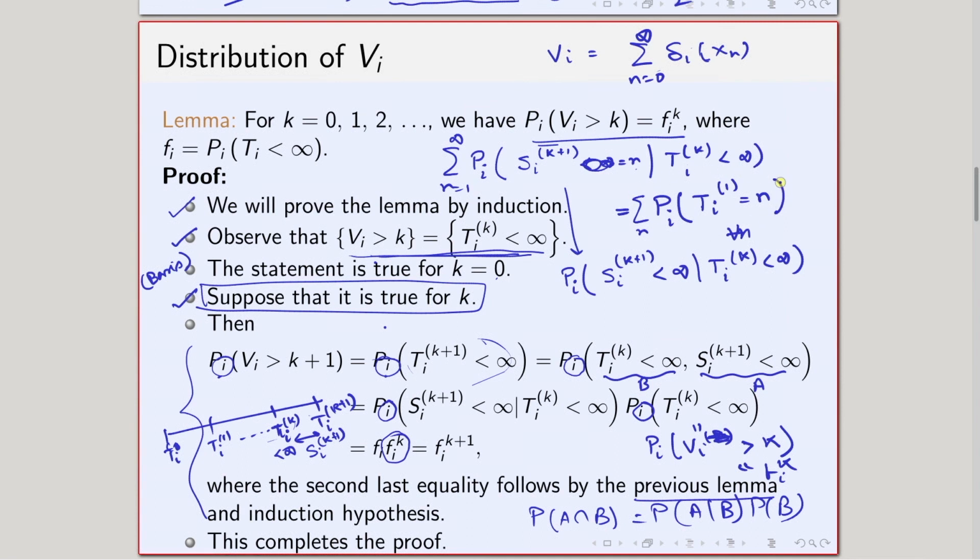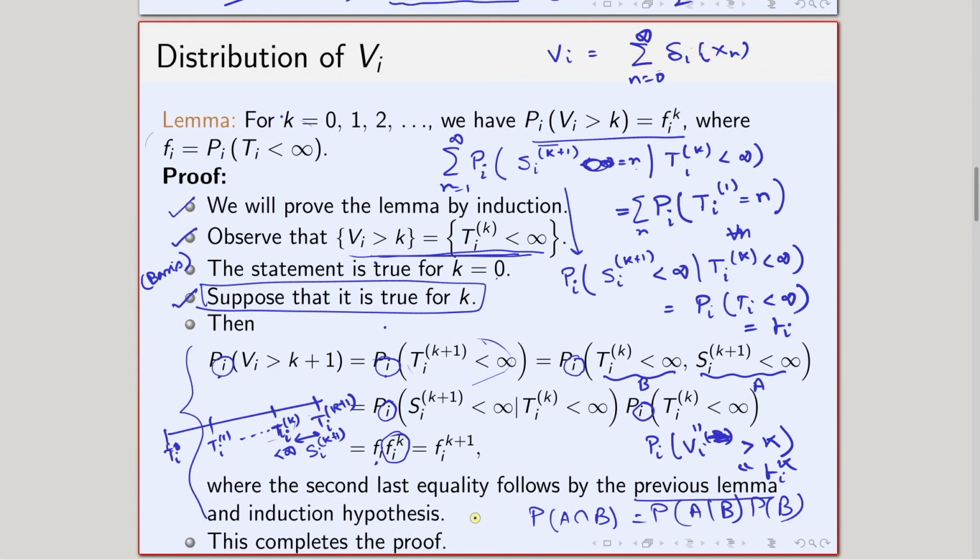Similarly, if I take the sum on this side, that turns out to be P_i(T_i^1 < infinity), which is the same as P_i(T_i < infinity). This probability we have taken to be F_i. So the first part of the probability is F_i. Finally, we get F_i to the power k plus 1. So we have shown that under the assumption that the statement is true for k, the statement is true for k plus 1 also, and that completes the proof using mathematical induction.